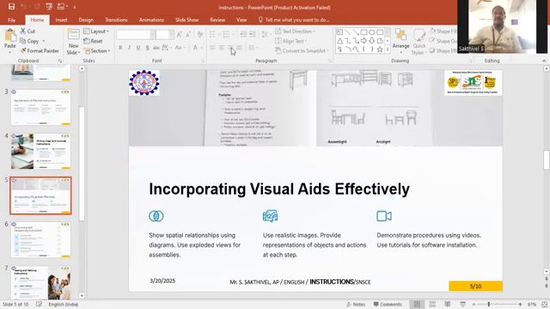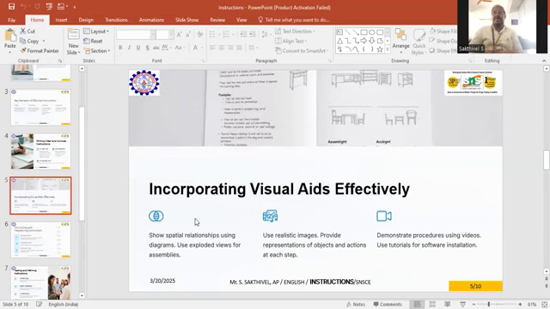incorporating visual aids effectively. It is another way of helping the audience read and execute the work successfully. Because, as we discussed, next to words, visual aids help us understand things more clearly. First, show spatial relationships using diagrams. What is a spatial relationship using diagrams? It may be a chart diagram, a tree diagram, or images, whatever it is. For example, a chart diagram or tree diagram can be very helpful because it tells us the step-by-step process.